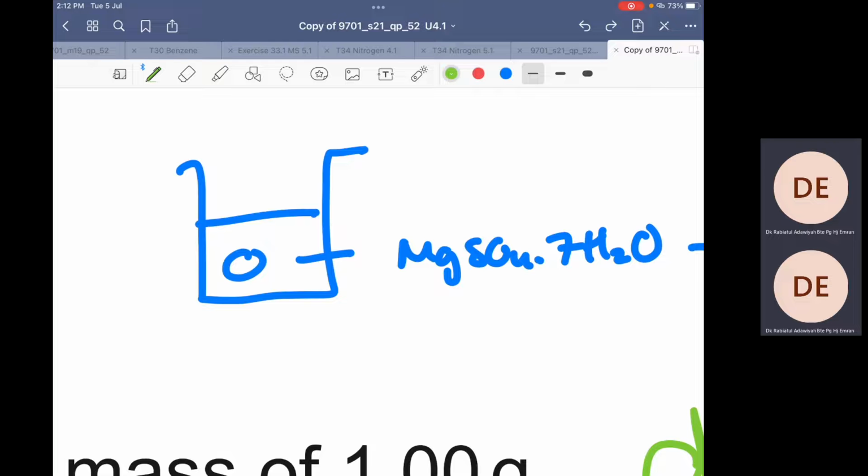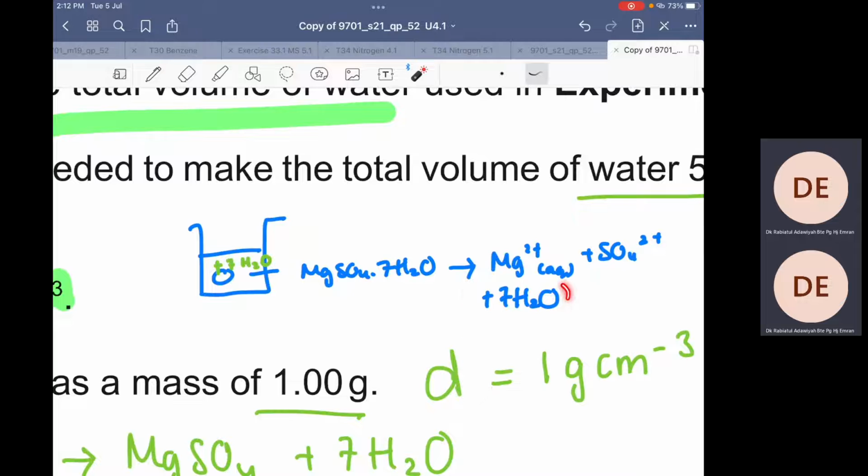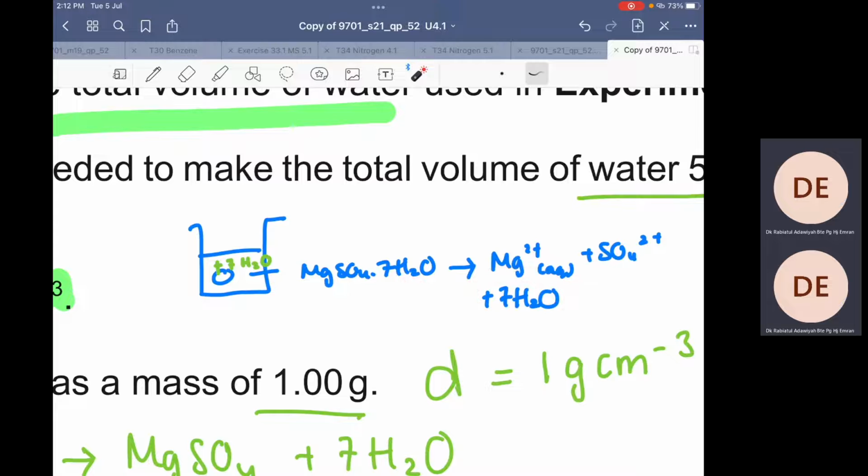Oh no, that's the smallest. Plus 7H2O. So there's some water being released from the hydrated solid and also the water in distilled water, the distilled water that you are adding.